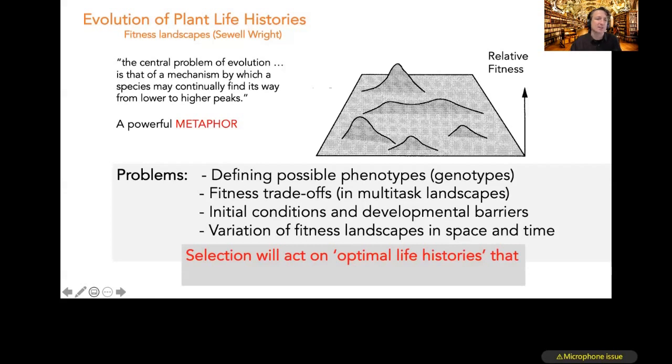All right, so natural selection is going to act on optimal life histories that are going to maximize fitness in the face of many different trade-offs in the environment. So I'm going to say that one more time. Natural selection in any given environment is going to act on optimal life histories to maximize fitness in the face of many trade-offs.